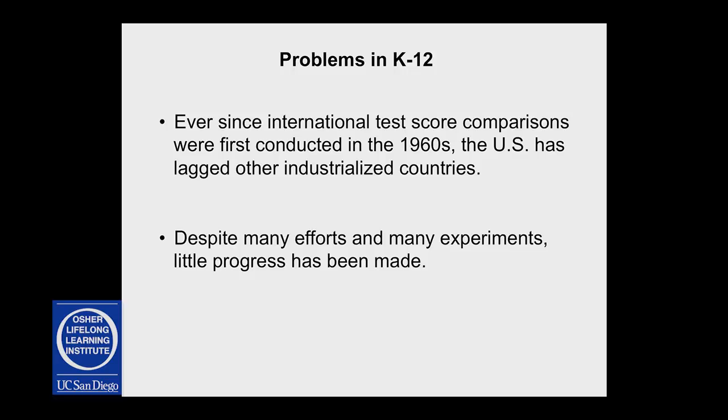Problems in kindergarten through 12 school: ever since international test score comparisons were first conducted in the 1960s, the U.S. has lagged other industrialized countries. Remember after Sputnik, the U.S. panicked when they saw how good the Russian kids were doing in school, particularly on math and science compared to the U.S. Despite many efforts and many experiments, little progress has been made.